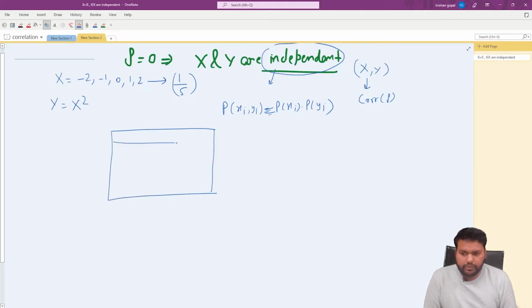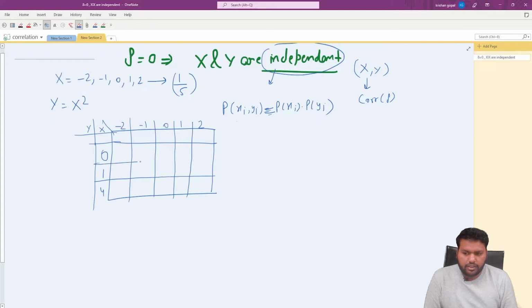So let me create the marginal density table for this. We have two random variables, this is x and this is y. Don't get confused here. x is -2, -1, 0, 1, 2. And what y values can come here? y is x squared, so -2 and -1 do not come; directly 0, 1 and 4 come. I think it's clear: y equals 0, 1 and 4. So this is our probability of yi and this is our probability of xi.